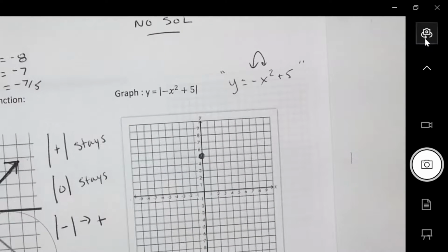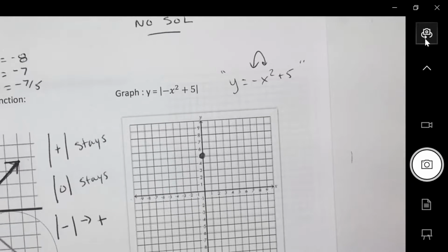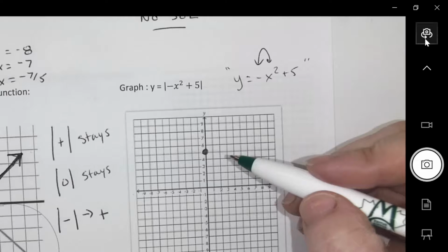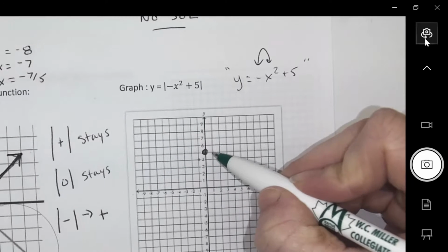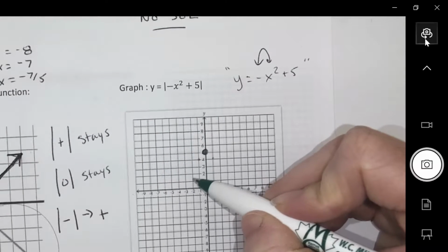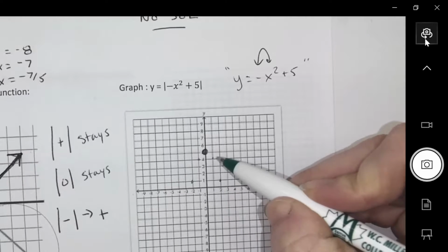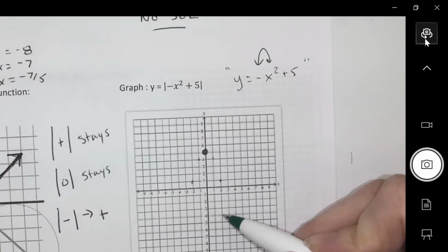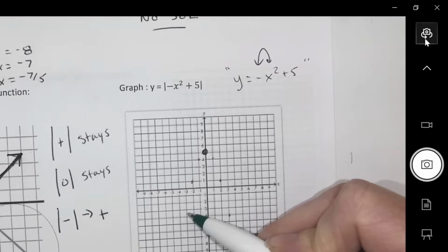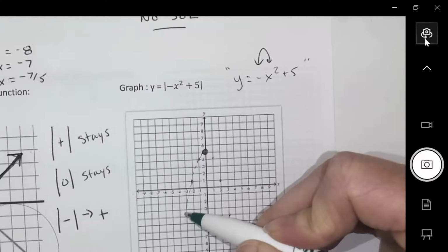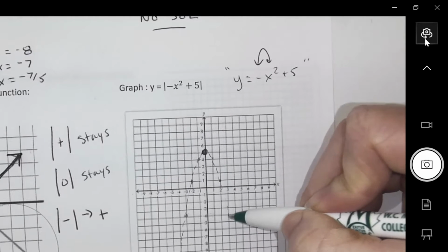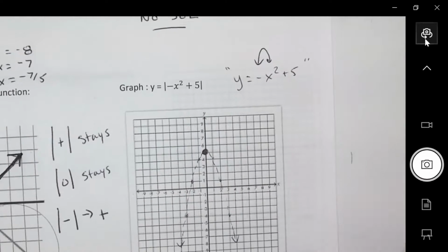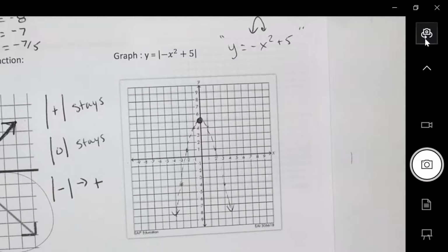So give me a point there. Actually, I should probably be doing this lightly, because this isn't my graph yet, right? I should probably do this lightly. Can you go over 1, down 1? Over 2, down 4? Over 3, down 9? And draw a lightly shape, like lightly, because that's not my graph. I gotta still absolute this thing. So that's not my final answer.